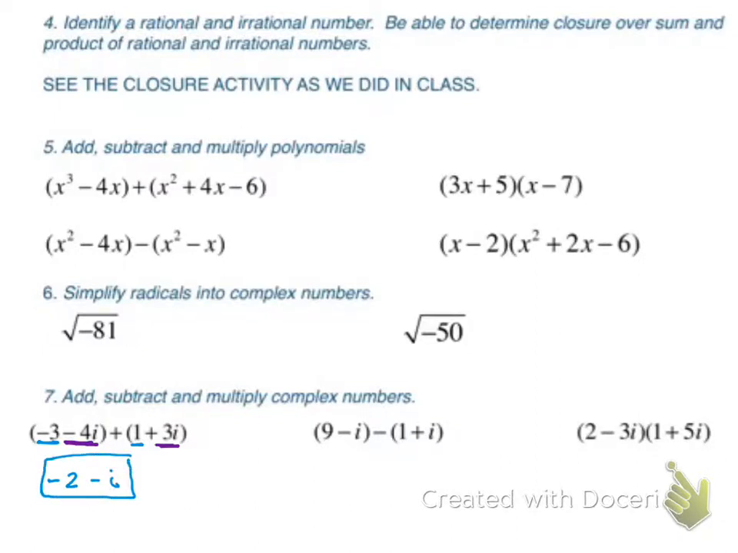So remember, standard form for complex numbers, for when you have i, your numbers go first, negative 2, and then your i follows. Okay, number first, and then your i follows.